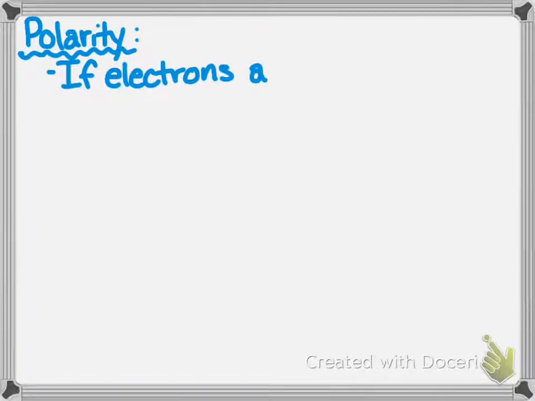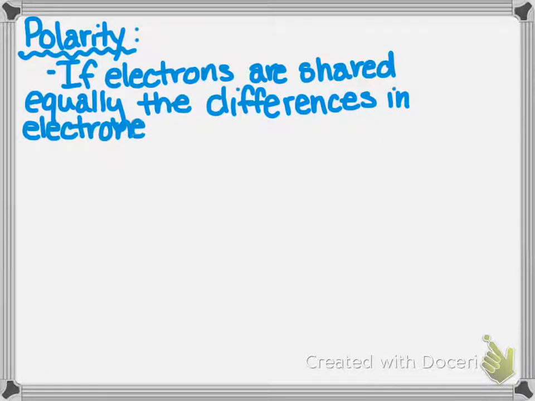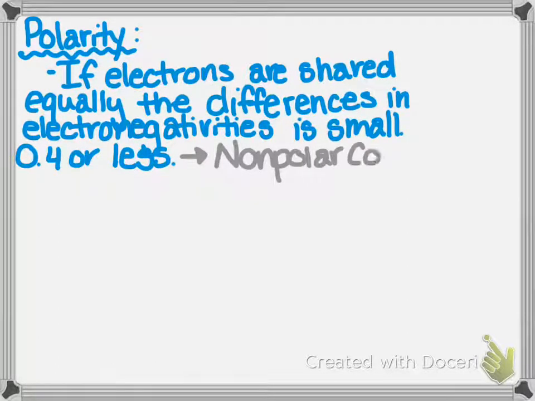So, polar versus nonpolar. What does polarity mean? If electrons are shared equally, it's going to result in a difference of electronegativities that are very, very small. It's going to be 0.4 or less, and those are going to be our nonpolar bonds. In nonpolar covalent bonds, our electrons are shared equally, so our differences in electronegativities are very small.